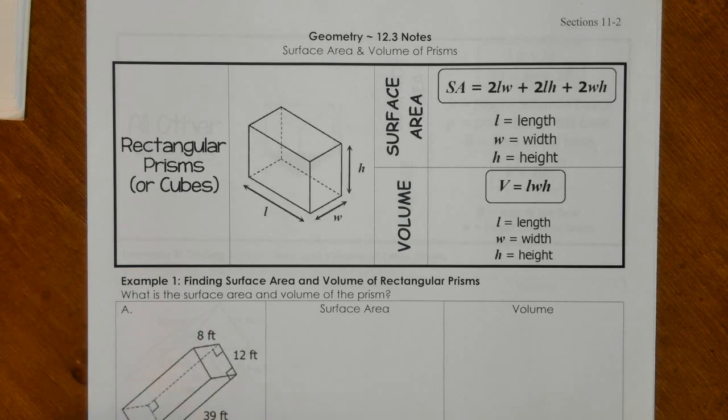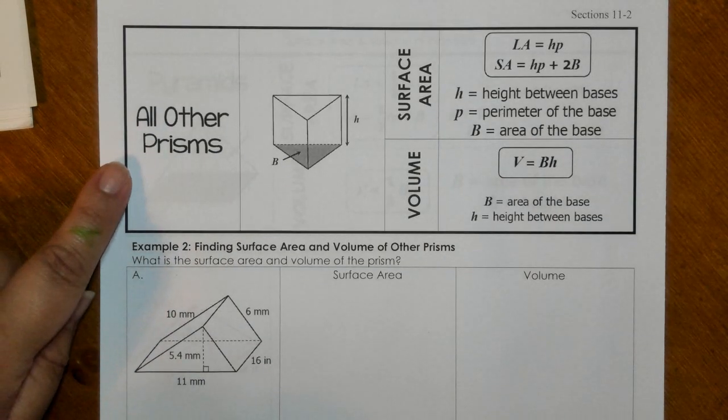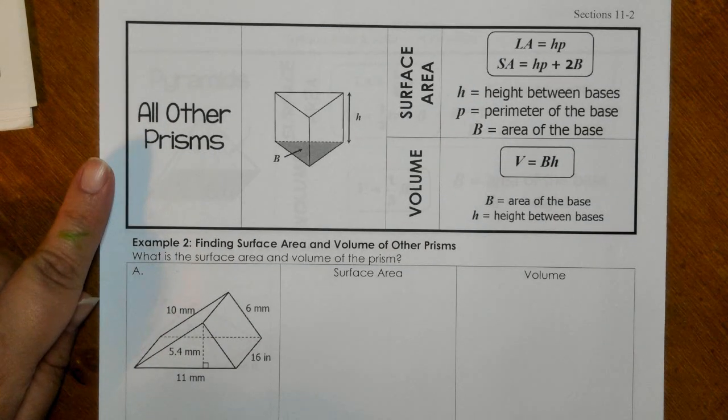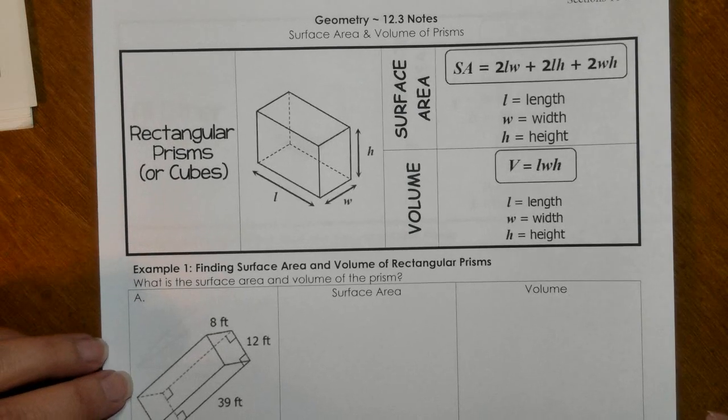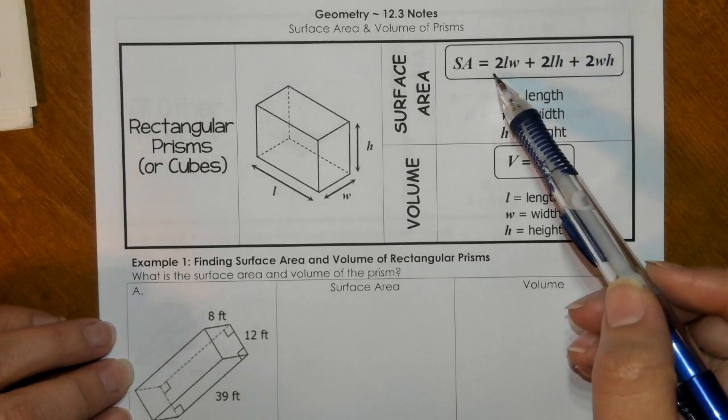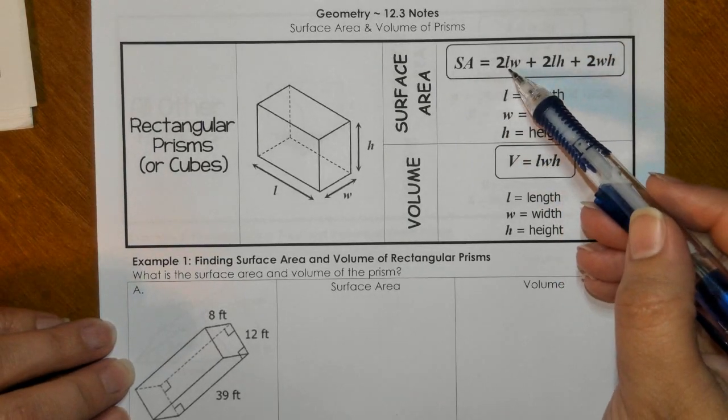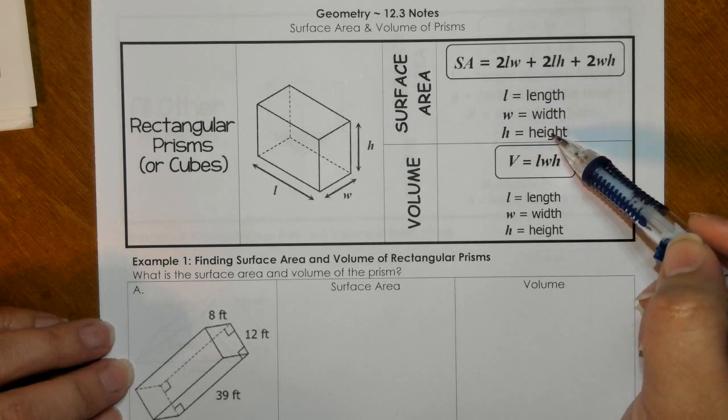For the 12.3 notes, we're going to do surface area and volume of prisms. So we have two different types. We have the rectangular prisms, and then we have all other prisms. And for this course, we're just going to talk about triangular prisms. All right, so for the first one, we have our formula here for the surface area. And we're going to deal with length, width, and we have height.